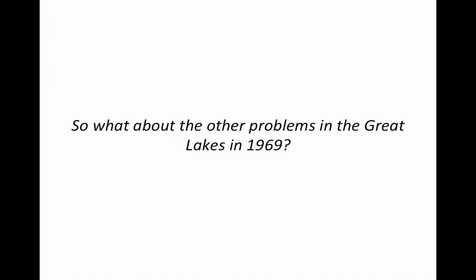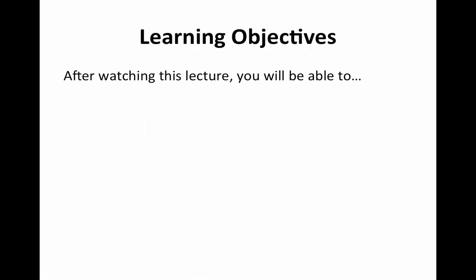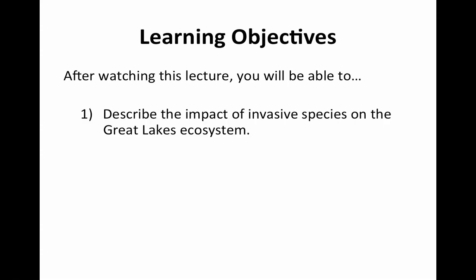So what about the other problems in the Great Lakes in 1969? What about invasive species? In this lecture, we'll be looking to achieve 3 objectives. First, after watching this lecture, you will be able to describe the impact of invasive species on the Great Lakes ecosystem. In other words, if invasive species are coming into the lakes, what are the effects?